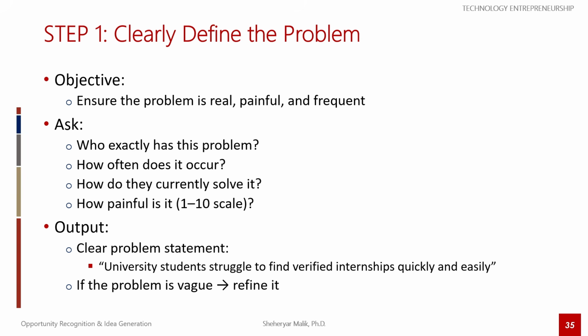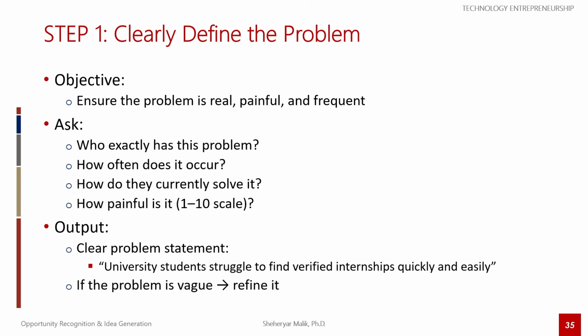It could be a 1 to 5 or 1 to 10 scale. Then the output is going to be that you come up with a very clear problem statement. For example, university students struggle to find verified internships quickly and easily.